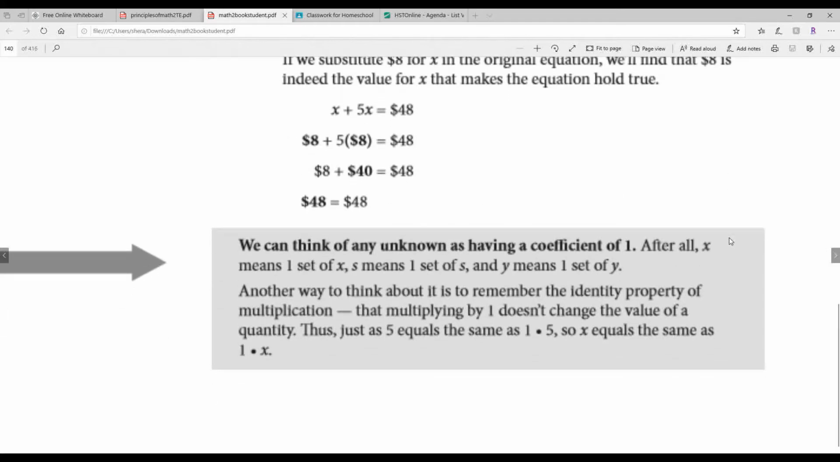Now we can think of any unknown as having a coefficient of 1. After all, x means one set of x. s means one set of s. y means one set of y. So another way to think about it is to remember the identity property of multiplication: that multiplying by 1 doesn't change the value of the quantity. So just as 5 equals the same as 1 times 5, so x equals the same as 1 times x.